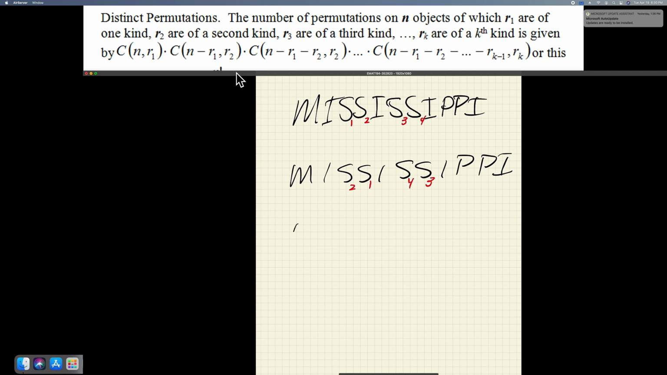We could have M, whoops, that's not an M. That's a bunch of bumps. You could have MISSIPPISSI, a definite different arrangement. I can see visually the difference. I don't have to rely on subscripts. Okay?